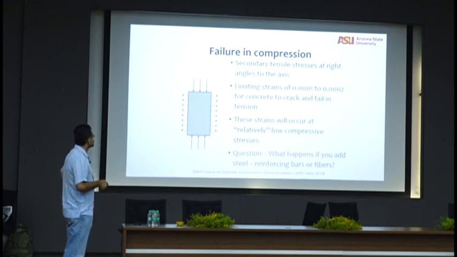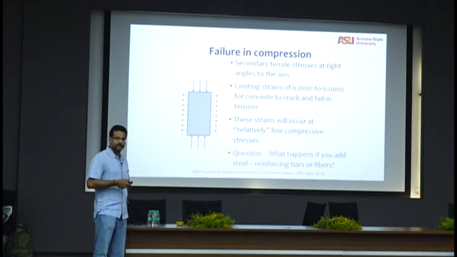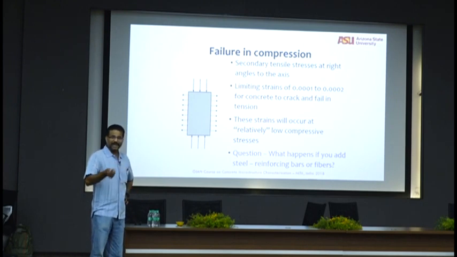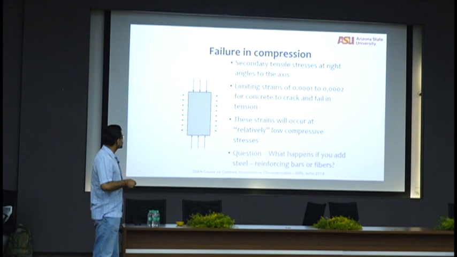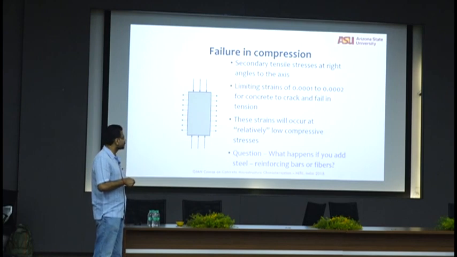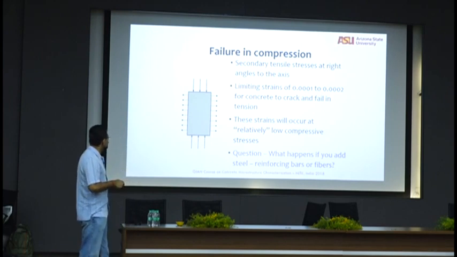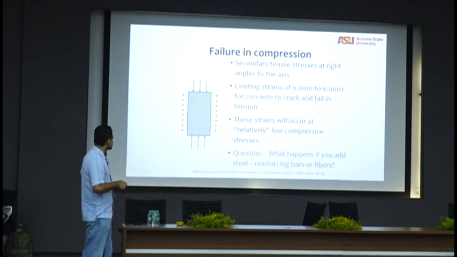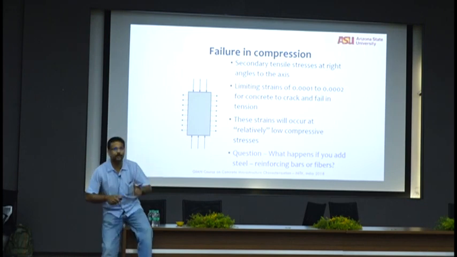limiting strains of 0.0001 to 0.0002 for concrete to crack and fail in tension. 0.01% to 0.02% to crack and fail in tension. Strains. In theory, when you design, what do you take limiting strain in tension of concrete as? 0, right? So this value is so close to 0, so you take this as 0. These strains will occur at relatively low compressive stresses. That's the very important point.